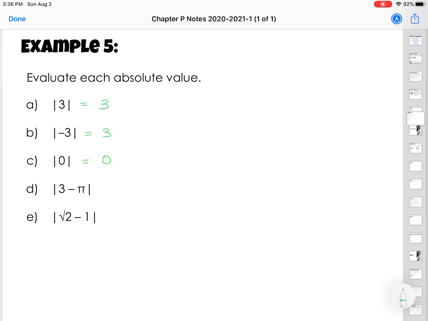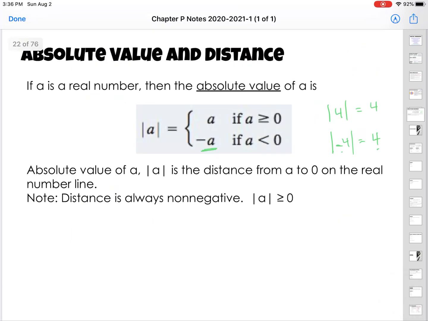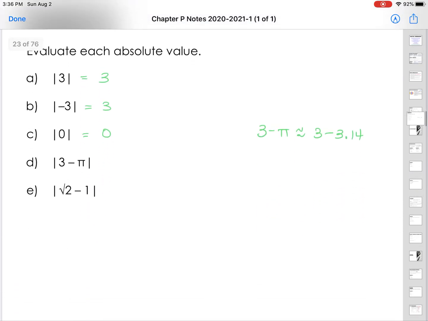All right, this is where things get a little bit tricky. 3 minus pi. So let's think about this for a second. Pi is about 3.14. So that's like 3 minus 3.14, which should give us about negative 0.14. Okay, so that means right now the answer would be negative, right? So if we're taking the absolute value of that, I would want my answer to be positive 0.14.